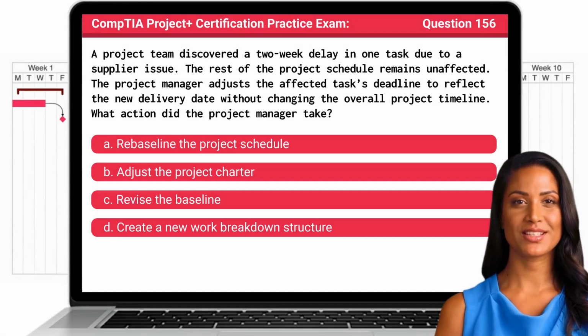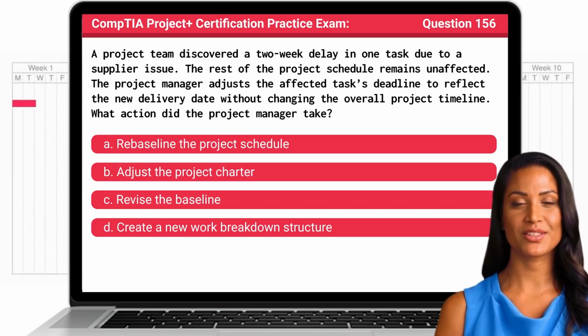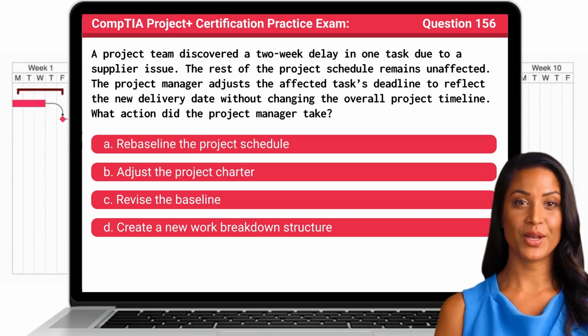Question 156. A project team discovered a 2-week delay in one task due to a supplier issue. The rest of the project schedule remains unaffected. The project manager adjusts the affected task's deadline to reflect the new delivery date without changing the overall project timeline. What action did the project manager take?